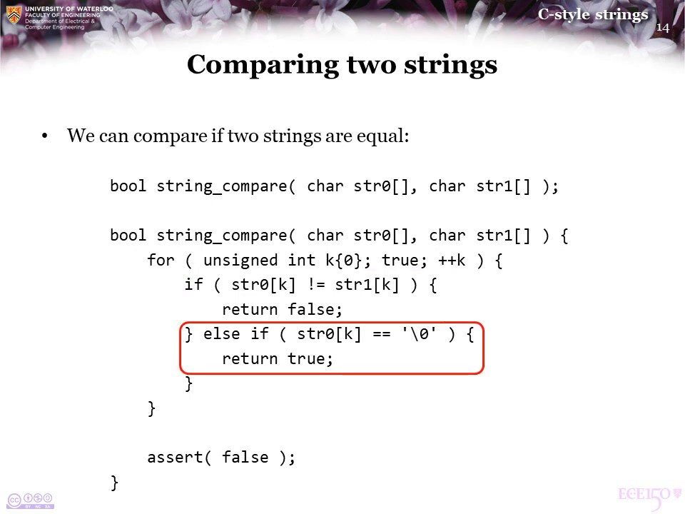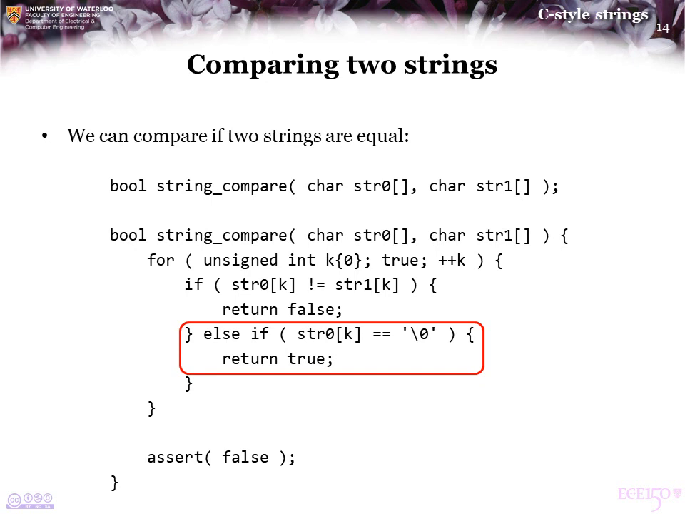If, however, the character at index k is the null character, then I just return true. Now, why is that? Well, let's think about this. If the character at index k of the first string is a null character, then if the character at that index of the second string was not the null character, the previous condition would have been true, in which case the strings would have been different.